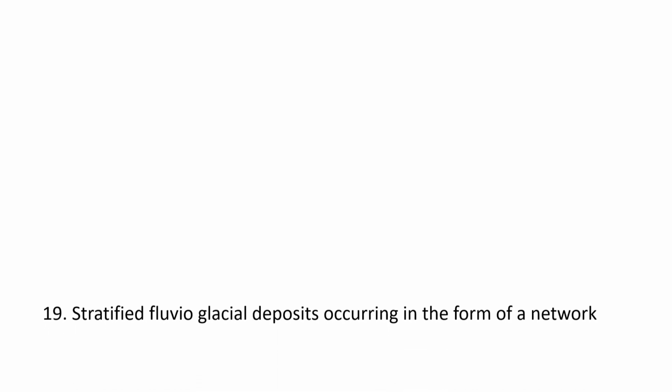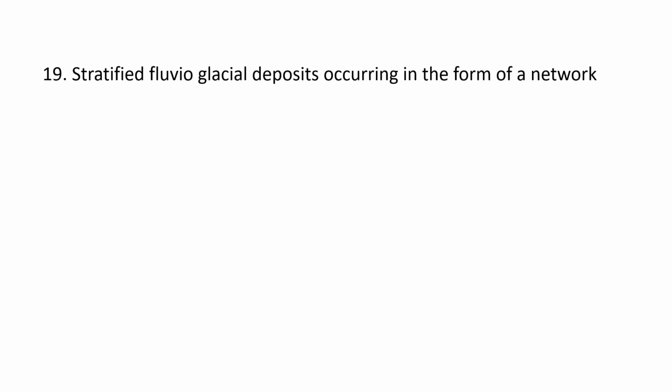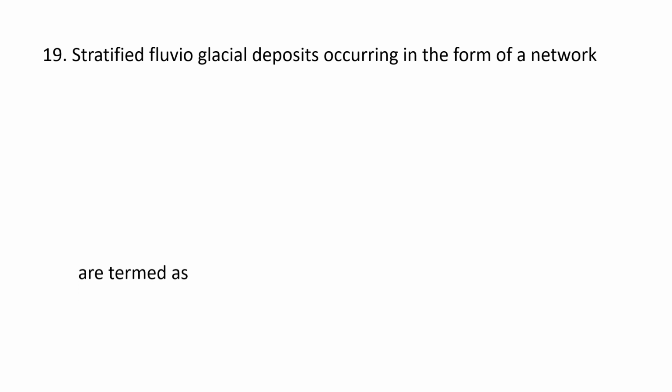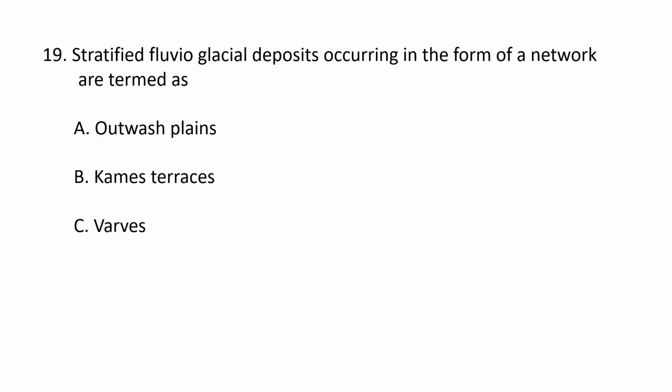Next question. Stratified fluvioglacial deposits occurring in the form of a network are termed as A. Outwash plains, B. Kame terraces, C. Varves and D. Eskers. So stratified fluvioglacial deposits occurring in the form of a network are known as D. Eskers. Eskers are long winding ridges of sediment that form when glacial meltwater deposits sand and gravel in tunnels or channels beneath or on the top of the glaciers.